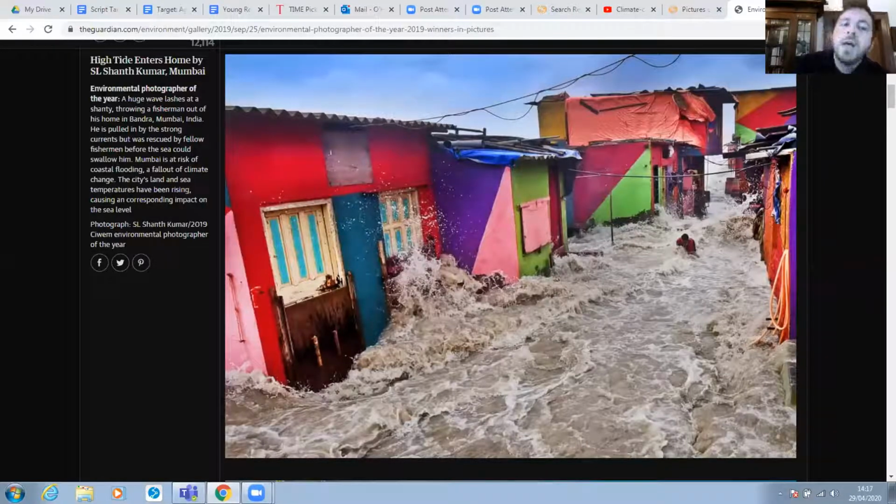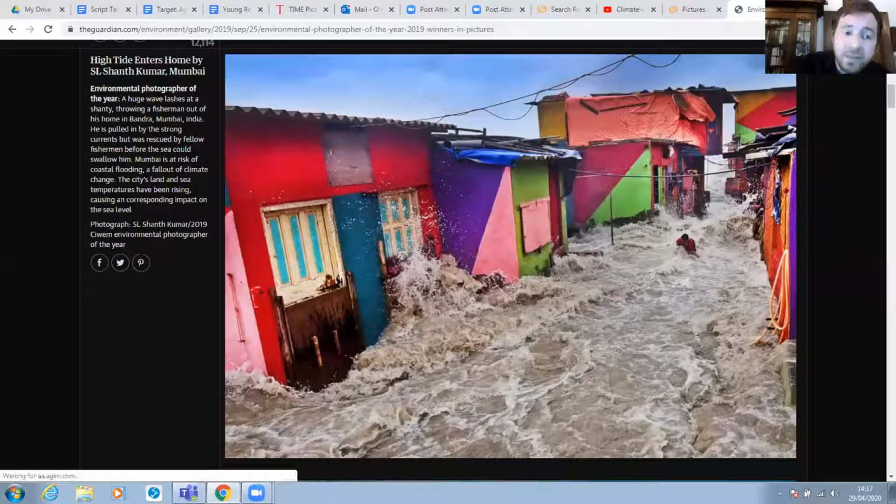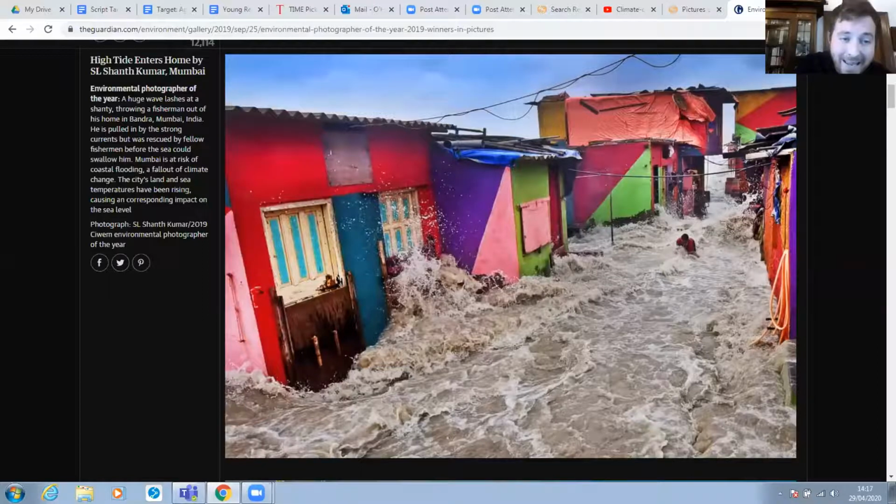They say, a huge wave lashes at a shanty, throwing a fisherman out of his home in Bandra, Mumbai, India. He is pulled by the strong currents, but was rescued by fellow fishermen before the sea could swallow him. Mumbai is at risk of coastal flooding, a fallout of climate change. The city's land and sea temperatures have been rising, causing a corresponding impact on the sea level.